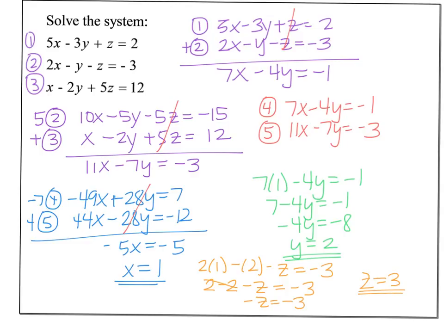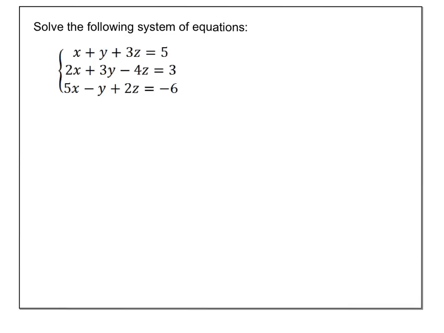Now keep in mind, how do we write our answers? We write them in that weird ordered pair. So it's 1, comma, what's y? 2, comma, 3. This is our solution to that system of equations. Okay, why don't you take a few minutes, pause the video, and see if you can solve this system of equations by yourself.